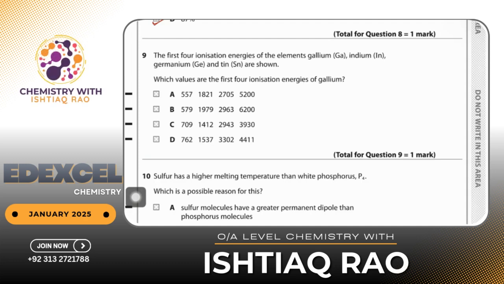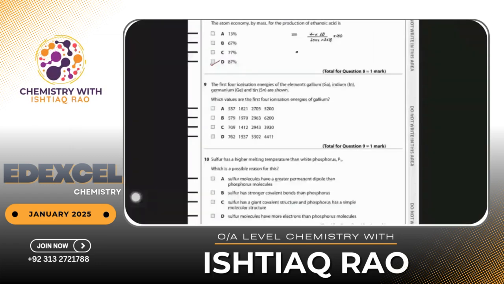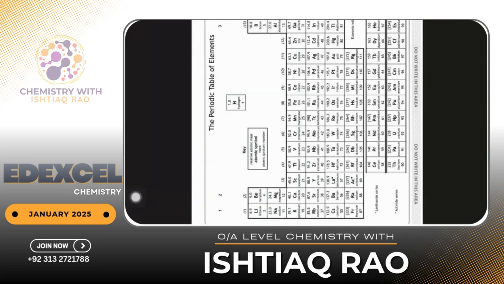The first four ionization energies of the elements gallium, indium, germanium, and tin are shown. Which values are the first four ionization energies of gallium? We have to see the periodic table, in which group or period they are present. Let me see the periodic table. Gallium, indium, germanium, and tin.